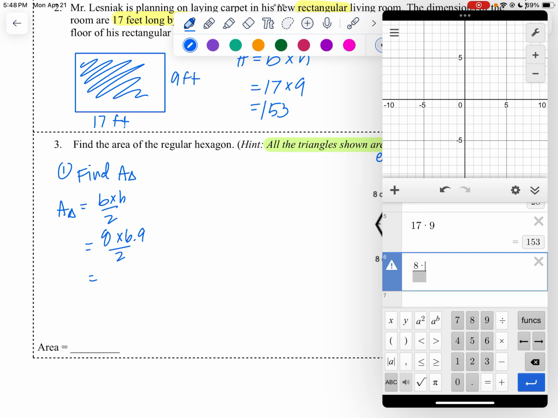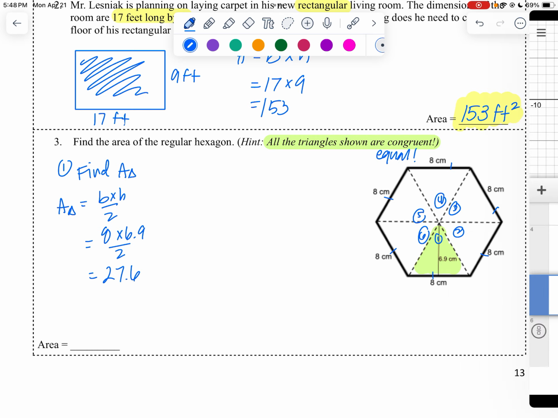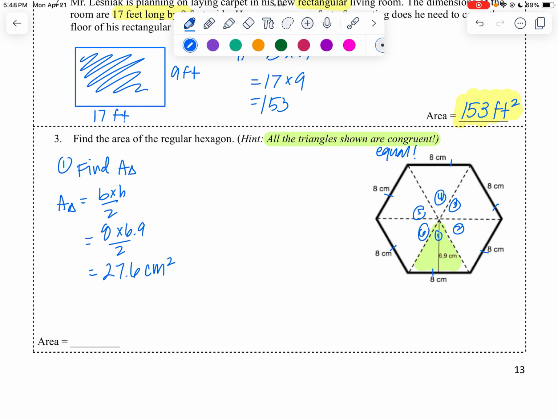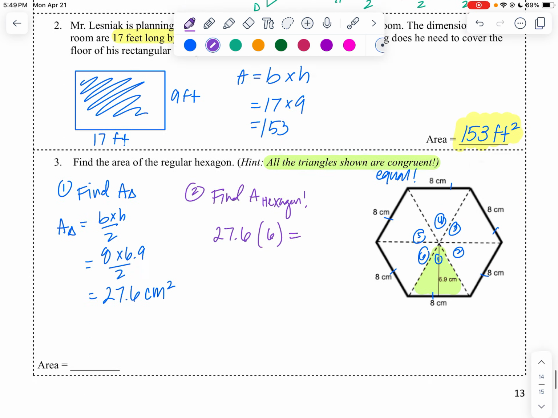I'm going to do 8 times 6.9 divided by 2. That gives me 27.6. Looks like we have centimeters squared. That is the area of one of the triangles. So your second step is, because it's a regular hexagon, I have to find the area of the hexagon. I'm just going to take the area of the triangle, 27.6, and multiply it by 6 because there are 6 little triangles in this hexagon.